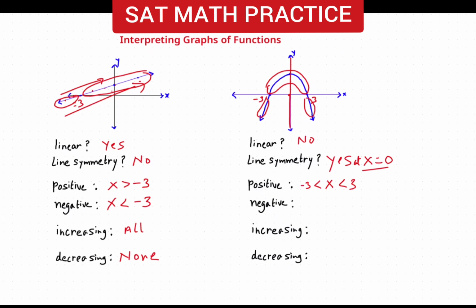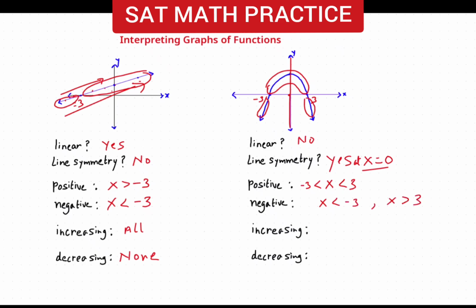So for negative value, you can say that all the points with x less than -3, and all the points which are greater than 3, have negative values.